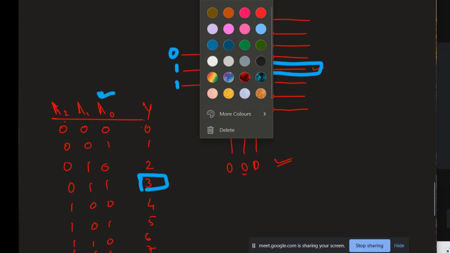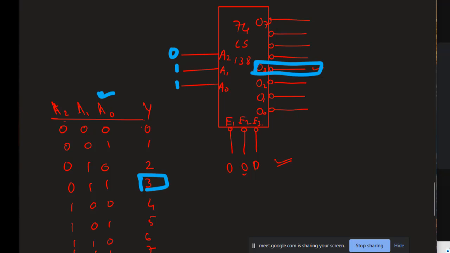Good. I hope this part is clear, very much clear to you. At the same time, you must remember that the enable has to be 0, 0, 0. Any other combination than this will deactivate the IC, and input will have no effect on the output pins. Okay. So this is actually the decoder.